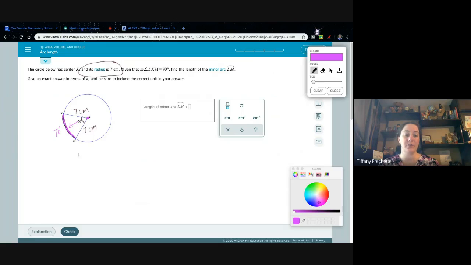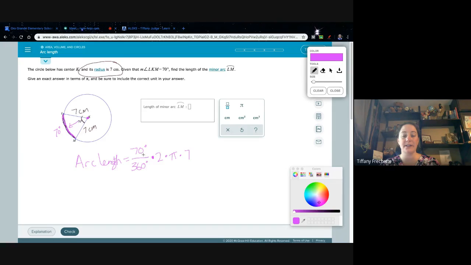So now I'm going to go through and I know arc length, forgot my T, equals the arc degree divided by 360. It's always divided by 360 because all the way around the circle is 360. I want to know what fraction of 360 they are using. That's why we divide by 360. We're saying we're only using a piece of the circle. I want to know what the piece is. And then we multiply by circumference, which is 2 times pi times r, which they told us is 7.